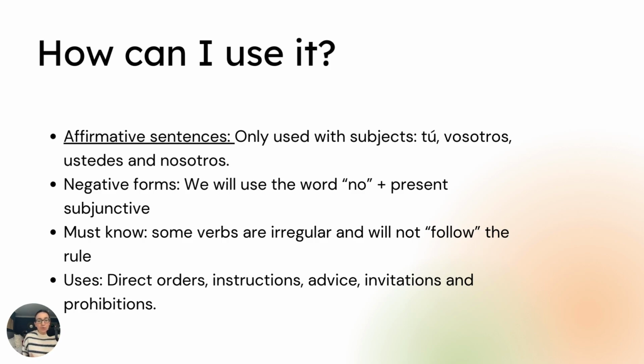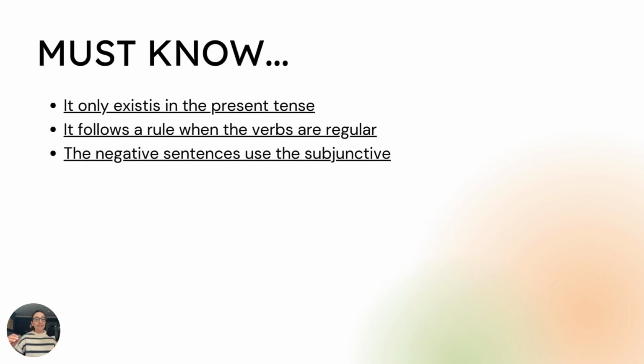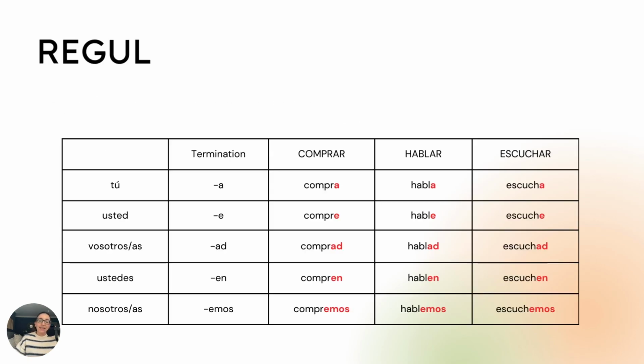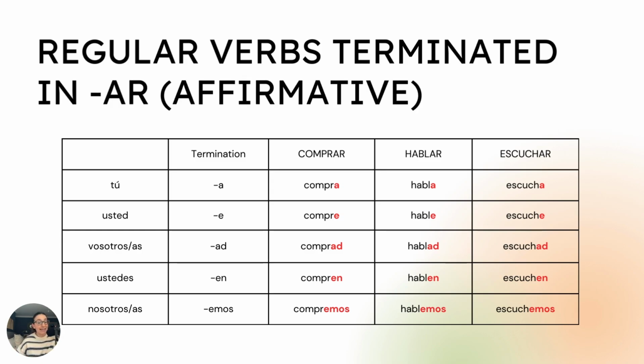So let's have a look a little bit more at the must-know part. The imperative only exists in the present tense. It follows a rule when the verbs are regular. And the negative sentences will use the subjunctive tense. But let's have a look at what this really means with a few examples. So today I have regular verbs that finish in AR, in ER, in IR.